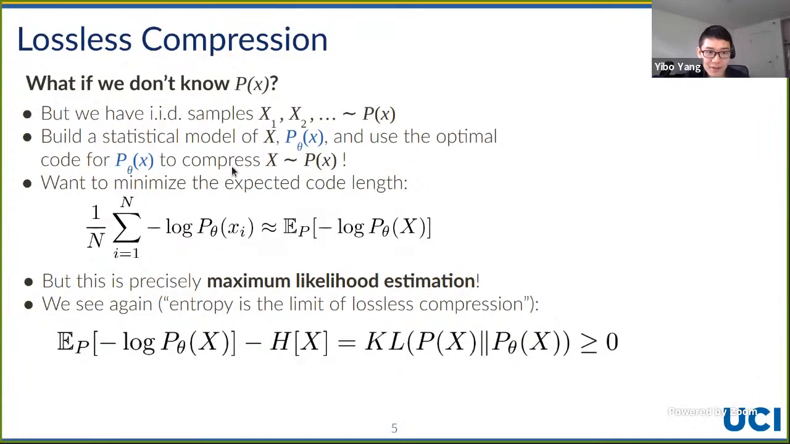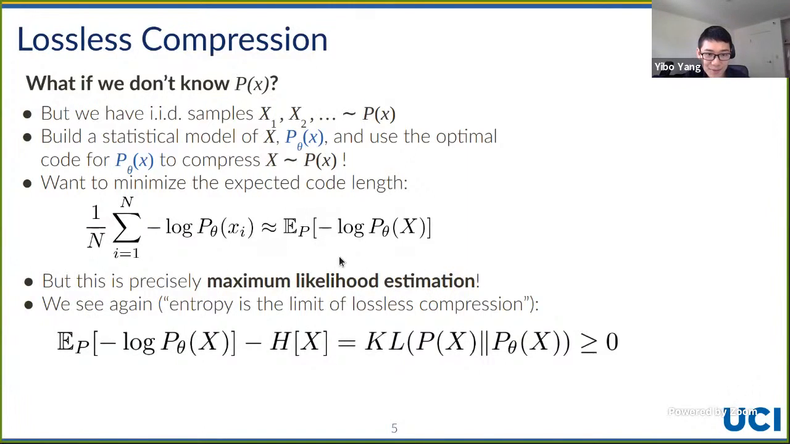So what are we looking at here? How should we design the statistical model? Again, the principle is to minimize the expected code length. And the objective function here is, again, this average of negative log probability of samples from the source under this statistical model. And we're trying to minimize this. But if you look at this and you get rid of the negative sign and you flip the minimum to maximum, this is exactly maximum likelihood estimation.